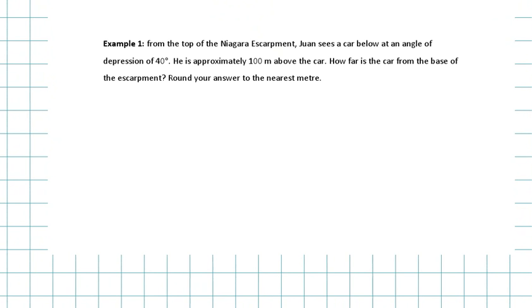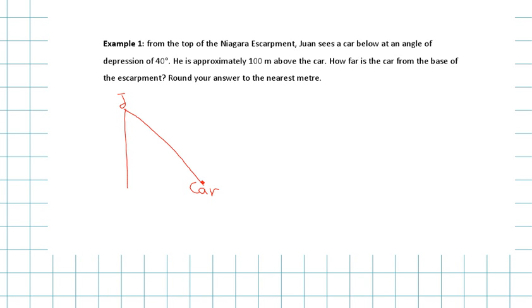So, what do I have here? So this is where the escarpment is, right? This is where Juan is, right? And there is a car. Okay? So Juan is looking down to the car. The angle of depression is 30 degrees. So Juan is standing right here and he's looking down at the car.